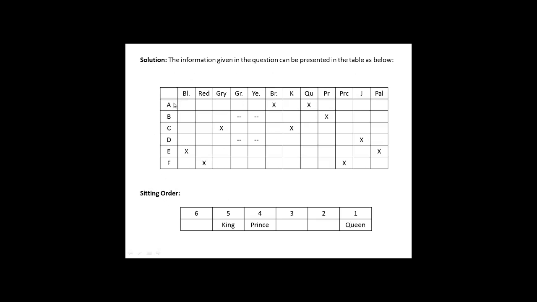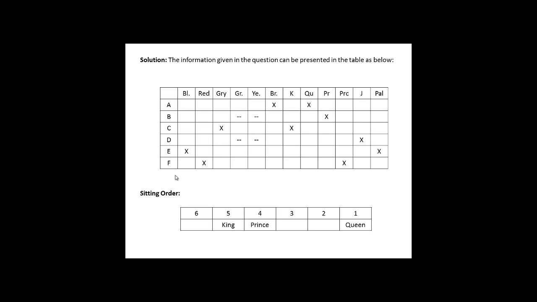Now here are all the cards which we have: A, B, C, D, E and F. These are the colors which we are having, and these are the pictures which are given in the conditions to us. So according to the conditions we have to fill the table over here. So A is of brown color and contains the picture of queen. B is the prince and so on. You can study the chart carefully, and this is all based on the conditions given to us.